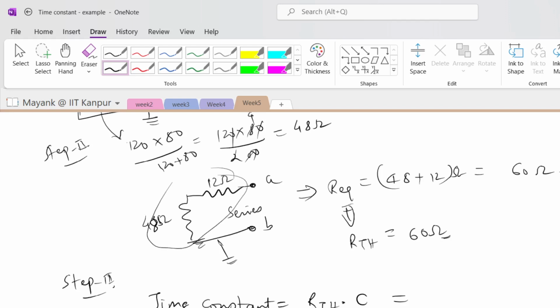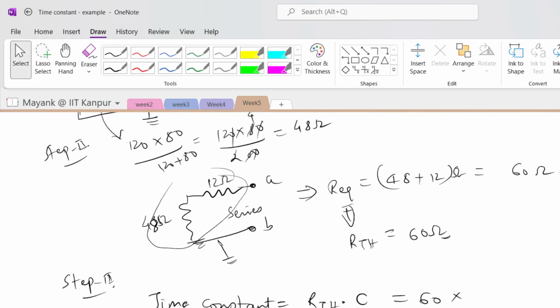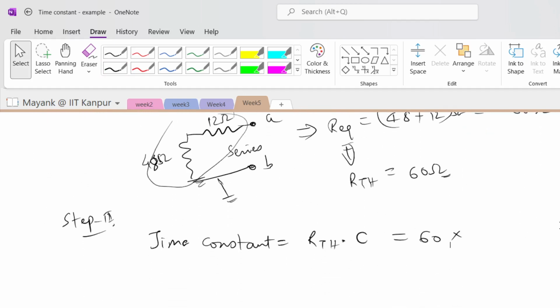So in this case, R Thevenin is 60 ohms, times the capacitance C, which is 0.5 milli. So how much will this become? 30 millisecond. So you can see that in this case the time constant, which is also represented by tau, is equal to 30 millisecond.